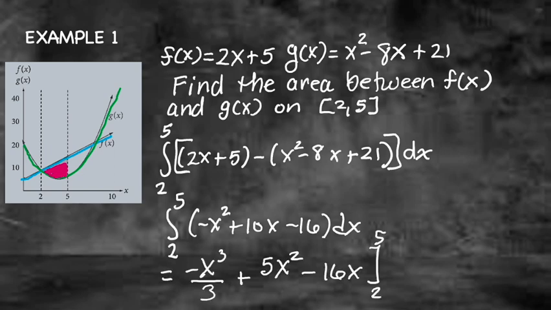When we find the antiderivative, we're going to get negative x to the third over 3 plus 5x squared minus 16x. And then when we evaluate it, and we put 5 in first and subtract what we get when we evaluate it at 2, we're going to get 18 as our final answer.